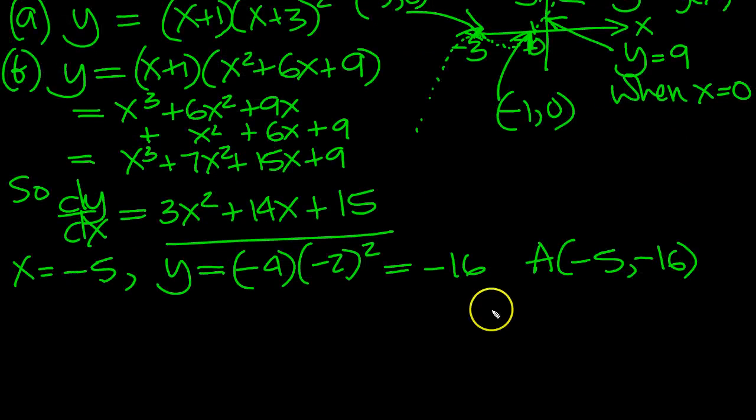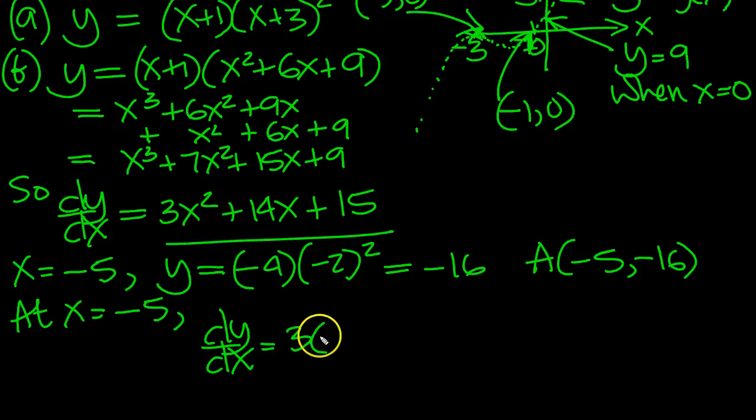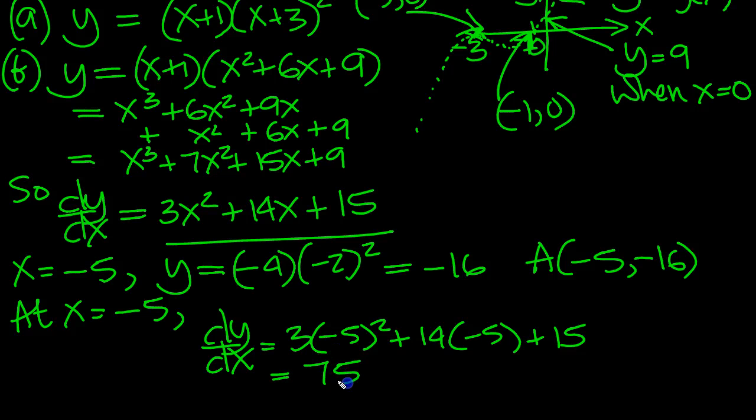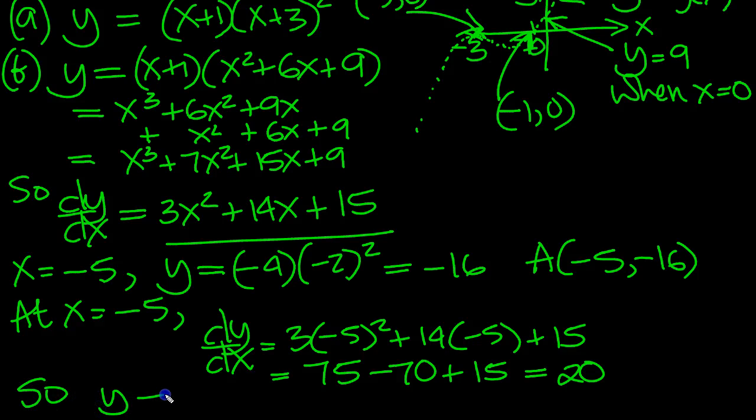Okay, lies on C. Find the equation of the tangent to C at A in this form. So the tangent to C at A, we need dy/dx at x equals minus 5. dy/dx equals 3 times the minus 5 squared plus 14 times minus 5, plus 15. So minus 5 squared is 25 times 3 is 75. 5 14s are 70, aren't they? 50 and 20 is 70 with a minus. Plus 15. So 75 minus 70 is 5, plus 15 is 20. So dy/dx, the slope of the tangent, is 20. So y minus the y coordinate at A, which was minus 16 so that's plus 16, is equal to the gradient, 20, times x minus the value here, minus 5, so that makes that plus 5.